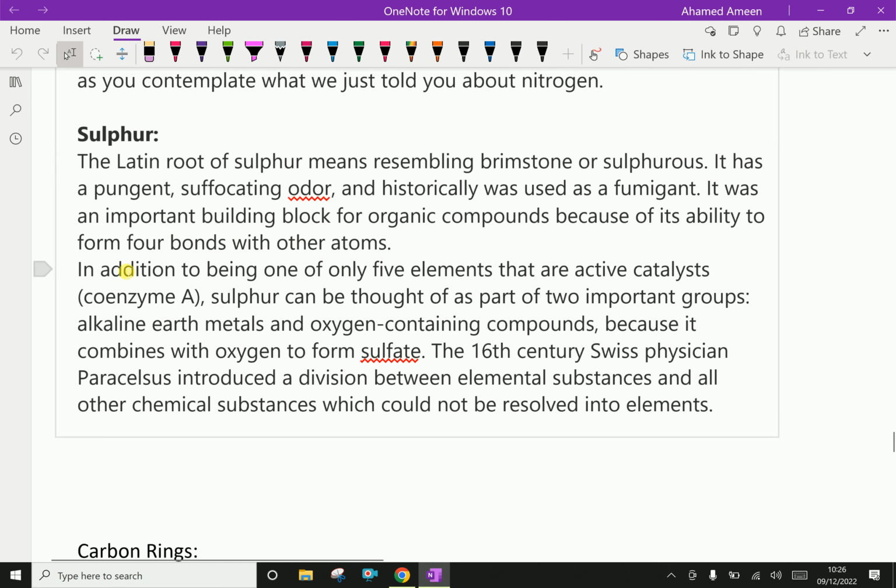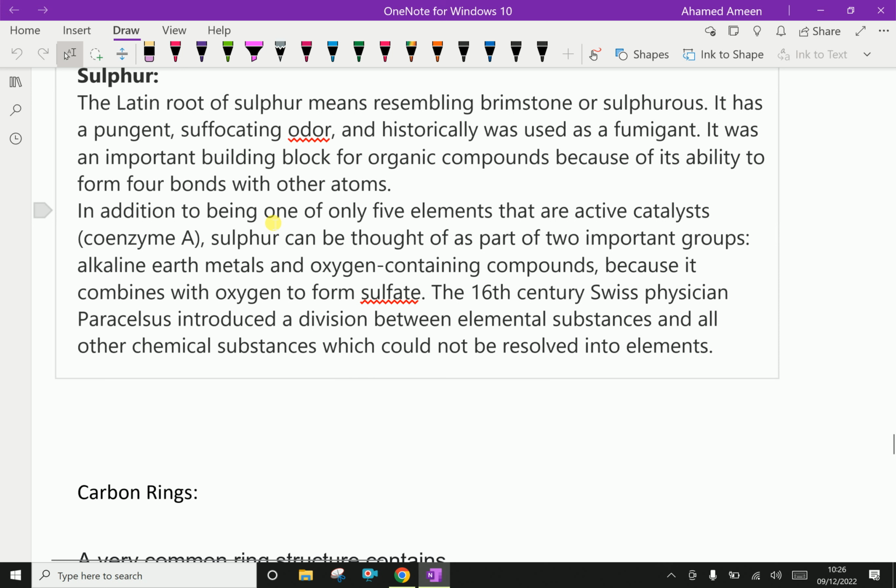Next is sulfur. The Latin root of sulfur means resembling brimstone, or sulphurous. It has a pungent, suffocating odor, that is, a bad odor, and historically was used as a fumigant. It is an important building block for organic compounds because of its ability to form 4 bonds with other atoms. Sulfur makes 4 bonds with other atoms.